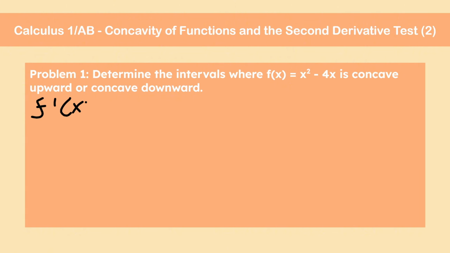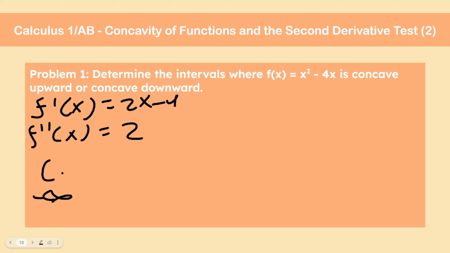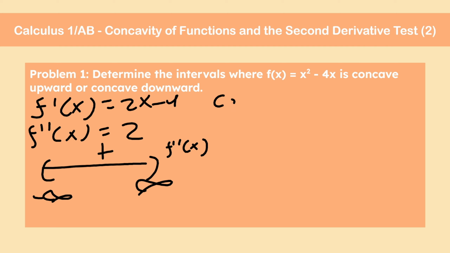So let's start with the first derivative, which will be equal to 2x minus 4, and then we'll take the second derivative, which would be just 2. As you can see, for all x, the second derivative is just going to be equal to 2, which means that the second derivative is always positive for the whole number line. So from negative infinity to positive infinity, f prime prime of x is positive, which means that it is concave upward for its entire interval, so from negative infinity to infinity.